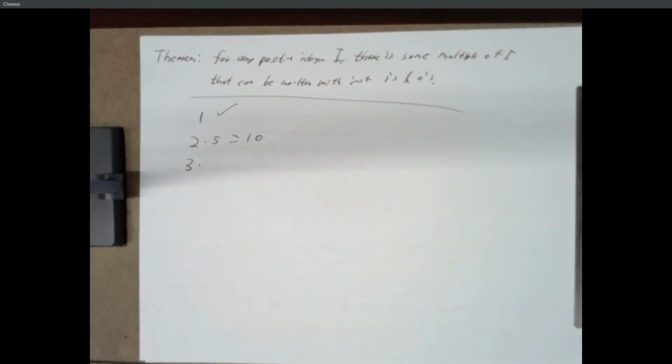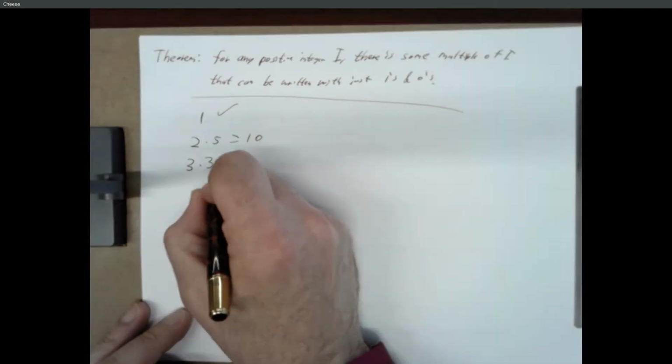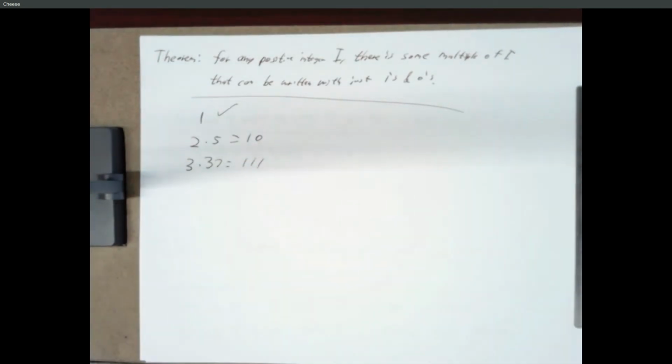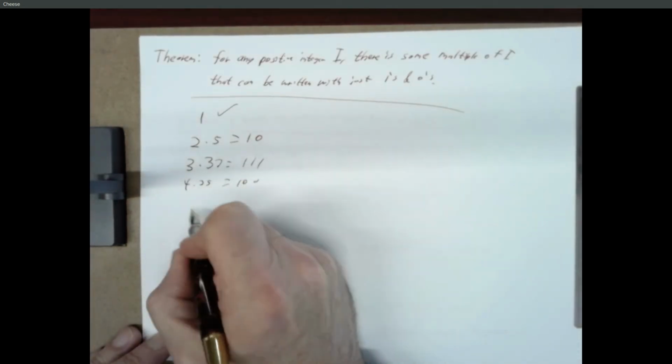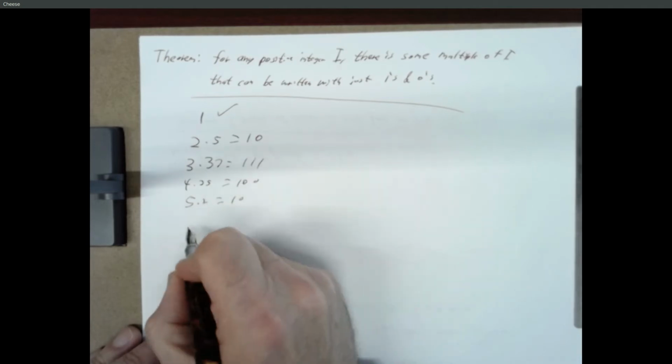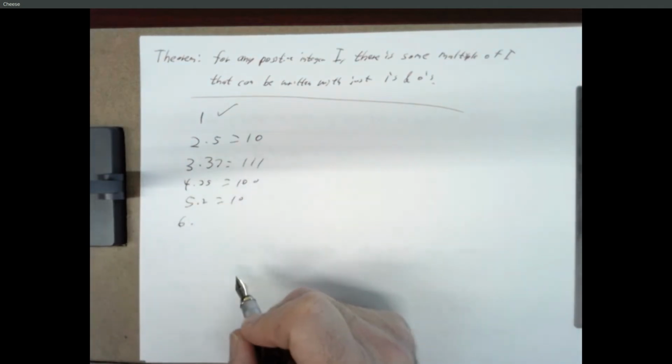111. Yeah. So 3 times 37 is 111. So that works. 4 has a multiple. 4 times 25 is 100. 5 times 2 is 10. 6 times something, this will also work.